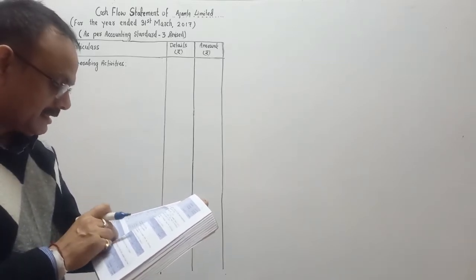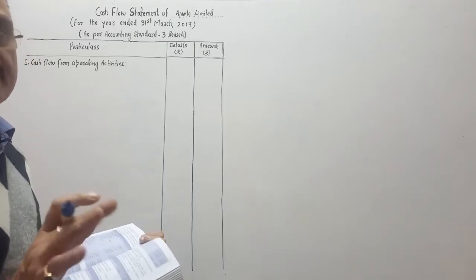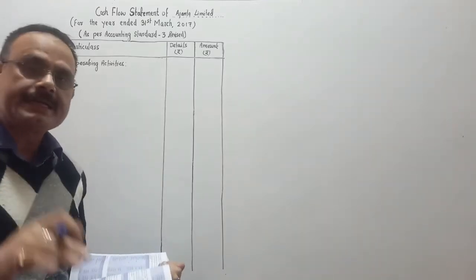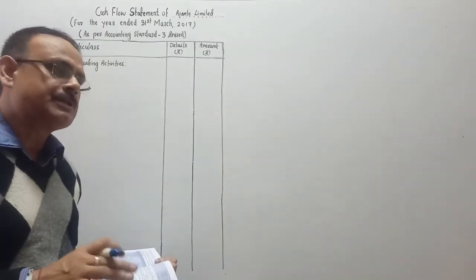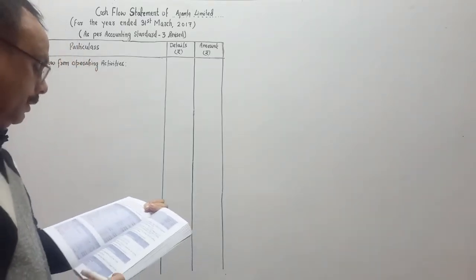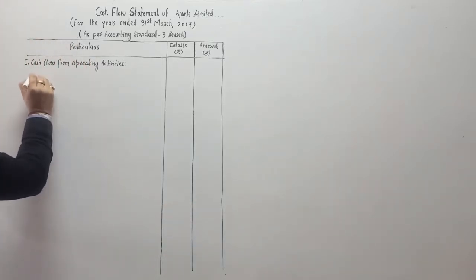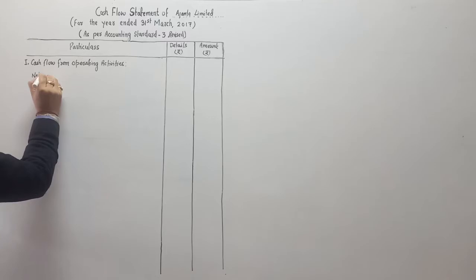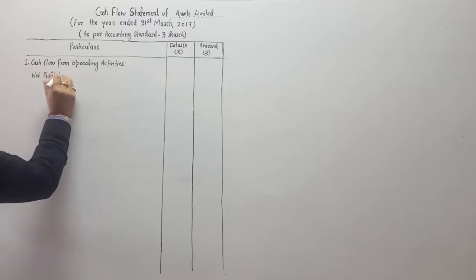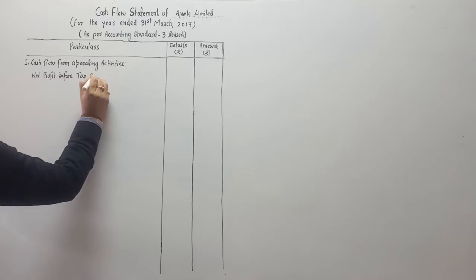Whereas as far as the general reserve is concerned, there is no change in general reserve. It is 1,20,000 last year and the current year is also 1,20,000. It means no amount is transferred to general reserve in this year. So we'll directly write net profit before tax and extraordinary items.